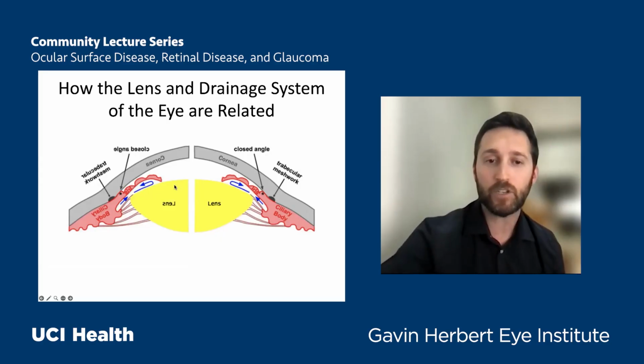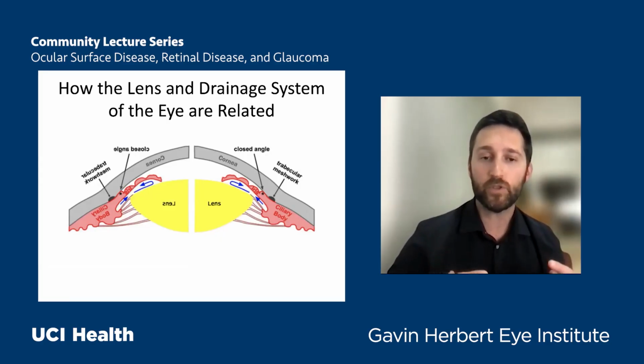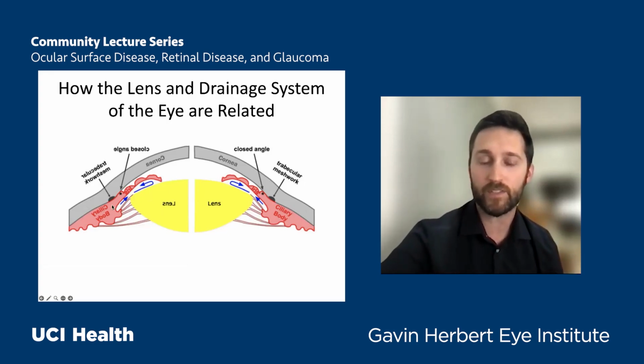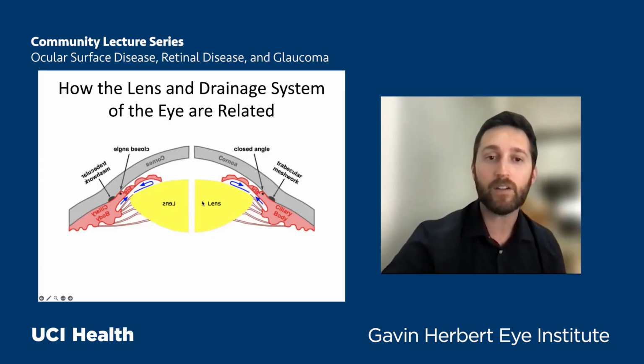This can happen like this picture is showing from the lens moving forward, or as you age, your lens grows over time. And that growth of the lens can push the iris forward, and something similar can happen here. So cataract surgery, if you take out the cataract, the iris will relax back.